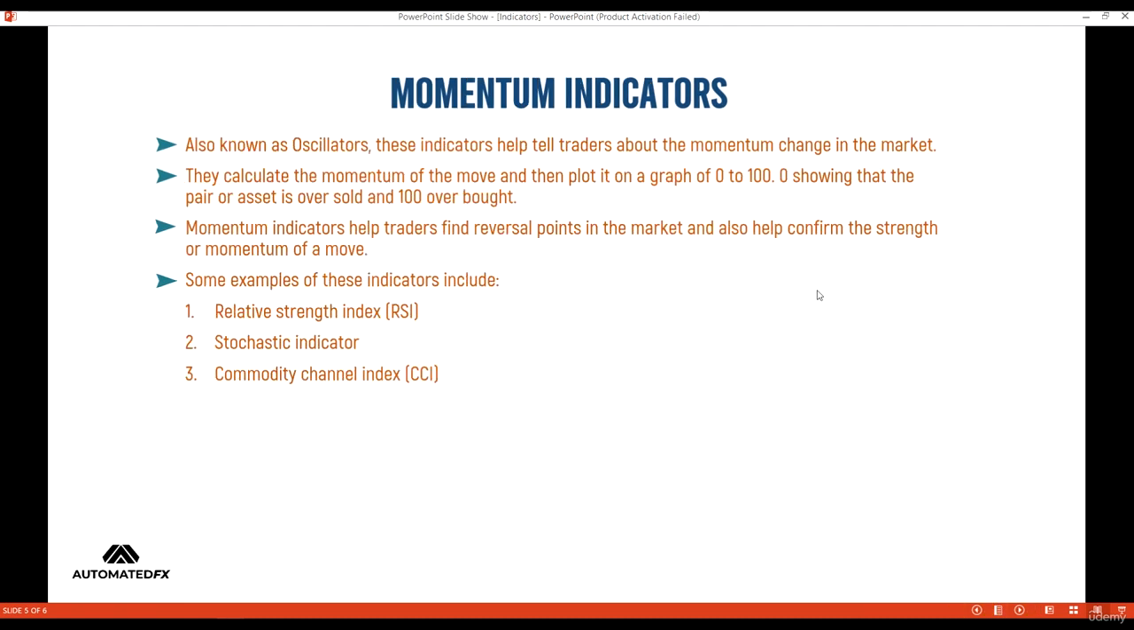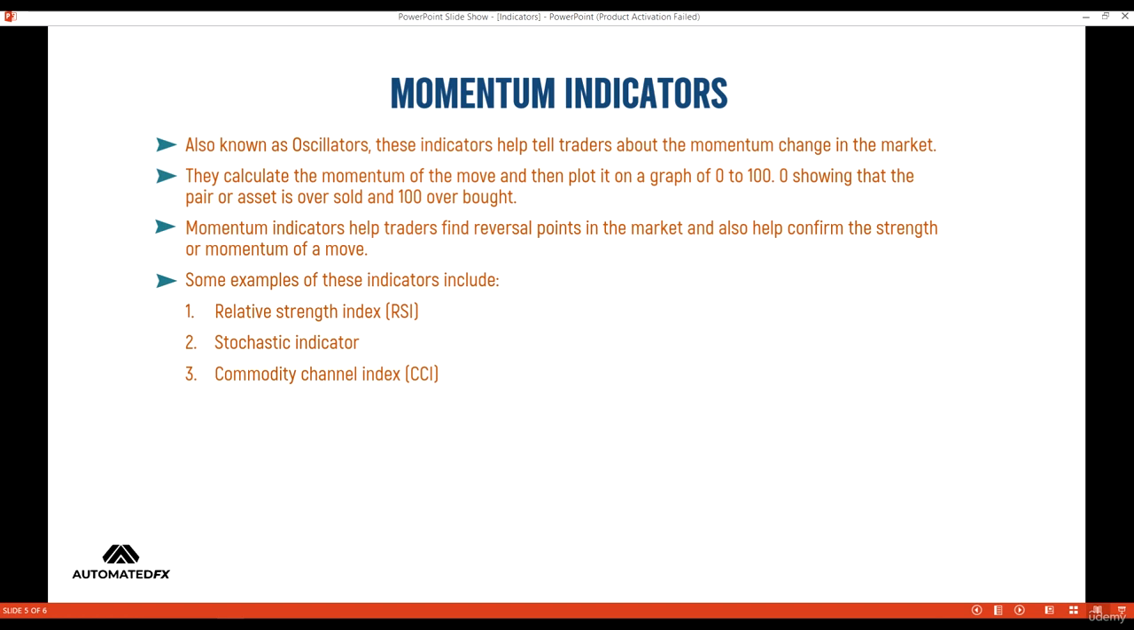They are also known as oscillators. These indicators tell traders about the momentum change in the market. They calculate the momentum of the move and then plot it on a graph of 0 to 100, 0 showing that the pair or asset is oversold and 100 meaning it's overbought. If something is oversold, there are higher chances that it's going to reverse and start buying. And if something is overbought, there are higher chances that it's going to reverse and start selling.